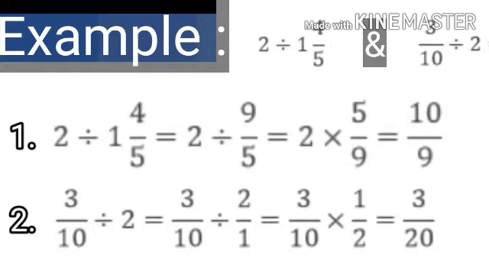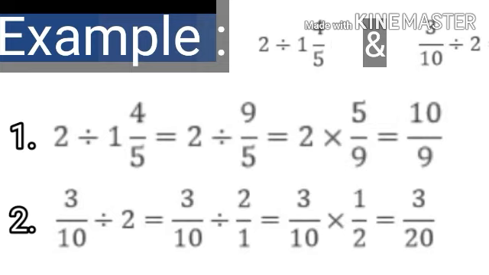First, 2 divided by 1 and 4 upon 5, and 3 upon 10 divided by 2. Question first: 2 divided by 1 and 4 upon 5. Student, first we have to change the mixed fraction into an improper fraction. So 1 and 4 upon 5 is equal to 9 upon 5. So 2 divided by 9 upon 5. Now we take the reciprocal of 9 upon 5. So the reciprocal of 9 upon 5 is 5 upon 9. So 2 into 5 upon 9 is equal to 2 5s are 10. 10 upon 9.